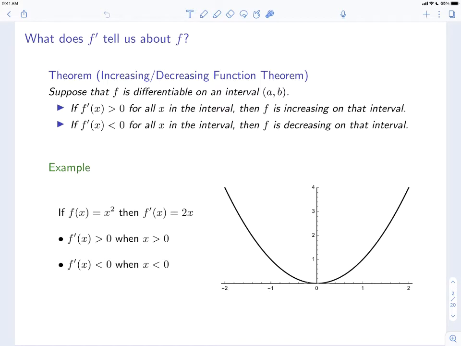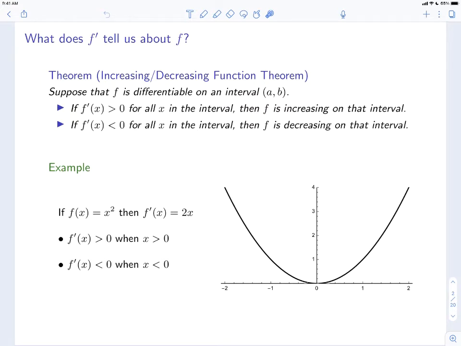And we have a theorem about that, the increasing-decreasing function theorem. Suppose that f is differentiable on an interval from a to b. If f prime of x is greater than 0 for all x in that interval, then f is increasing on that interval. If f prime of x is less than 0 for all x in that interval, then f is decreasing on that interval.